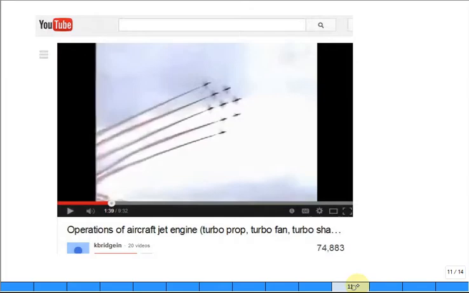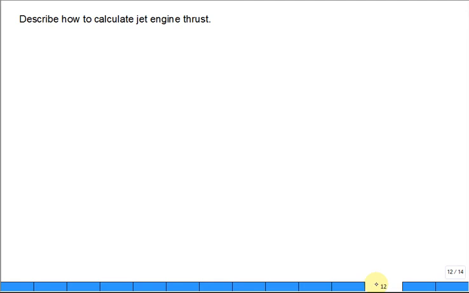Let's go back to here. I have a question for you. I would like you to pull out a piece of paper. I'd like you to write down the answer to this question. Put your name on it and turn it in. I want you to describe how does a person calculate the jet engine thrust. And you might want to start by defining thrust. What's thrust? And then how do you calculate it? All right, so I'm going to stop here.